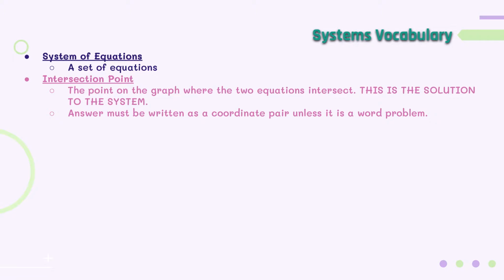If you recall, a system of equations is a set of equations that is graphed on the same graph. They have an intersection point, the point on the graph where the two equations intersect. This is your solution to the system, and your answer must be written as a coordinate point unless it is a word problem.